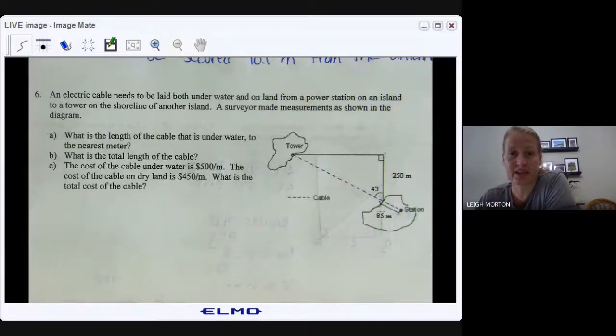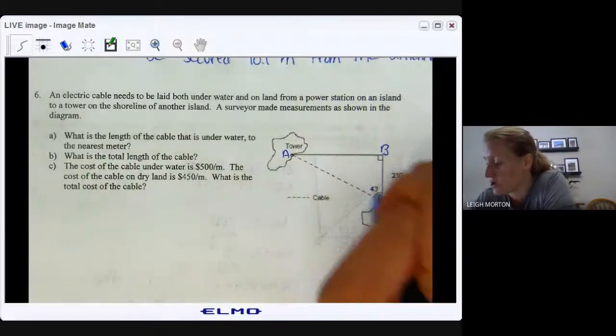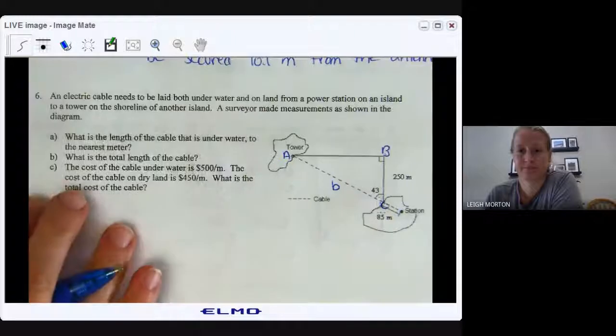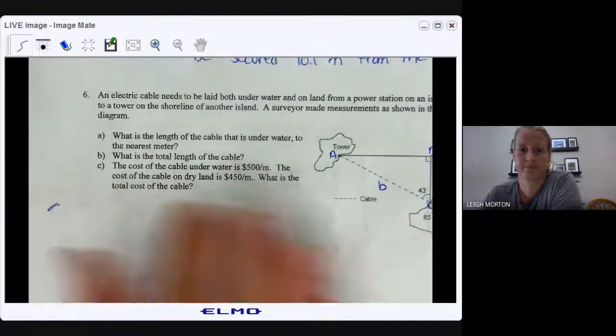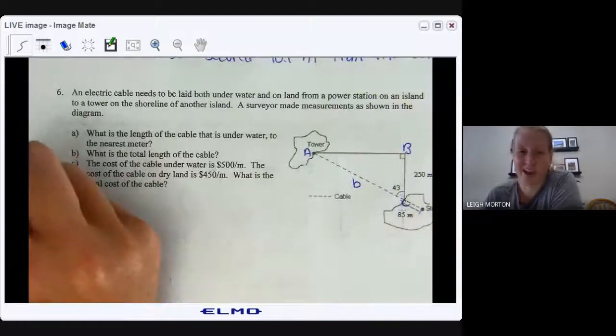So our first question is, what length of the cable is underwater to the nearest meter? I'm going to label my sides here for easier reference. We need to find B. So go ahead and find B, please, for question A.